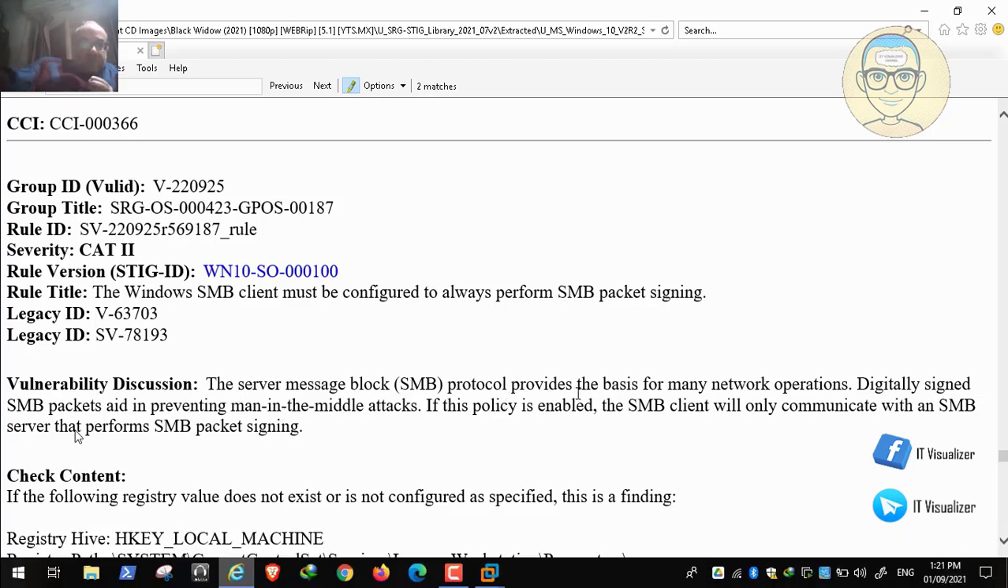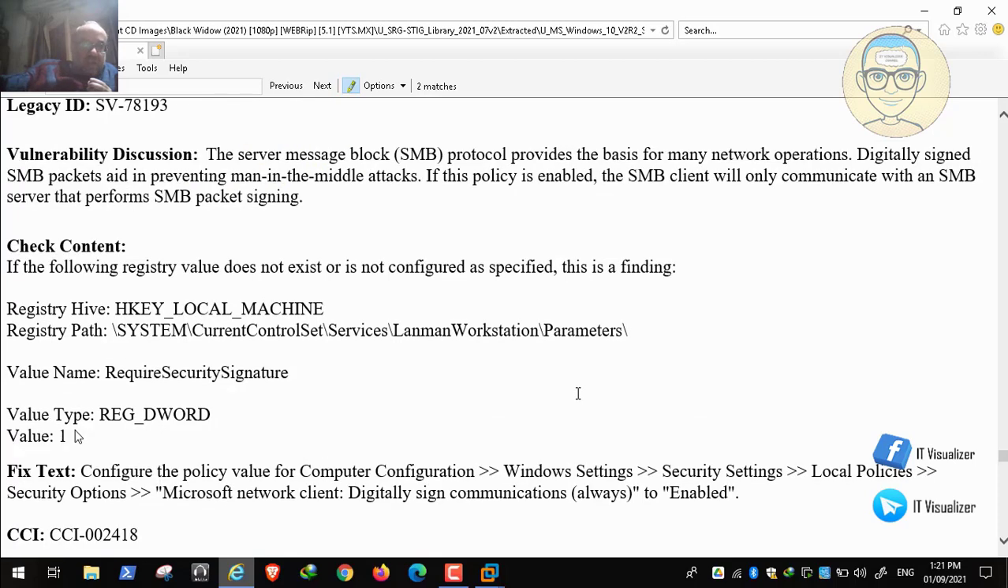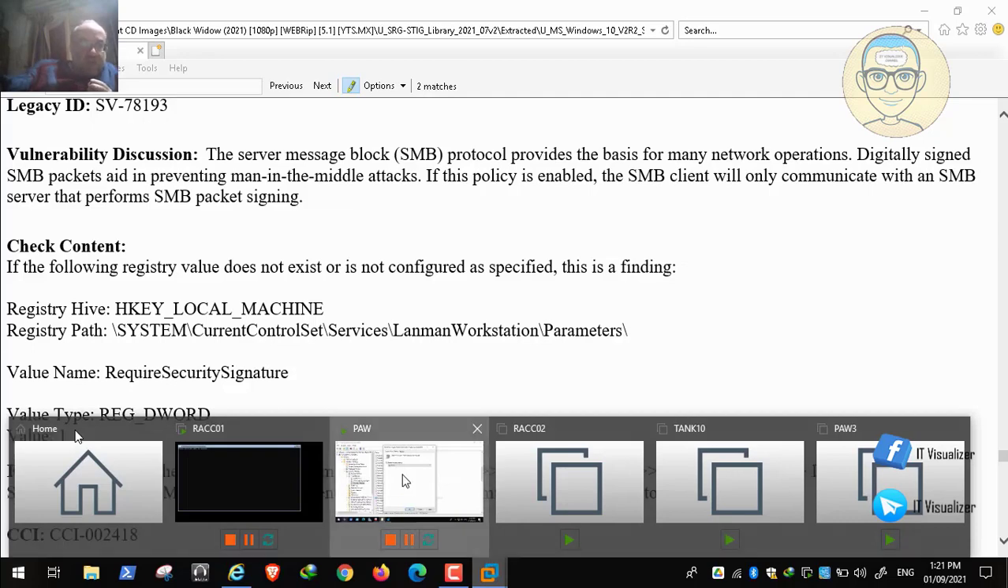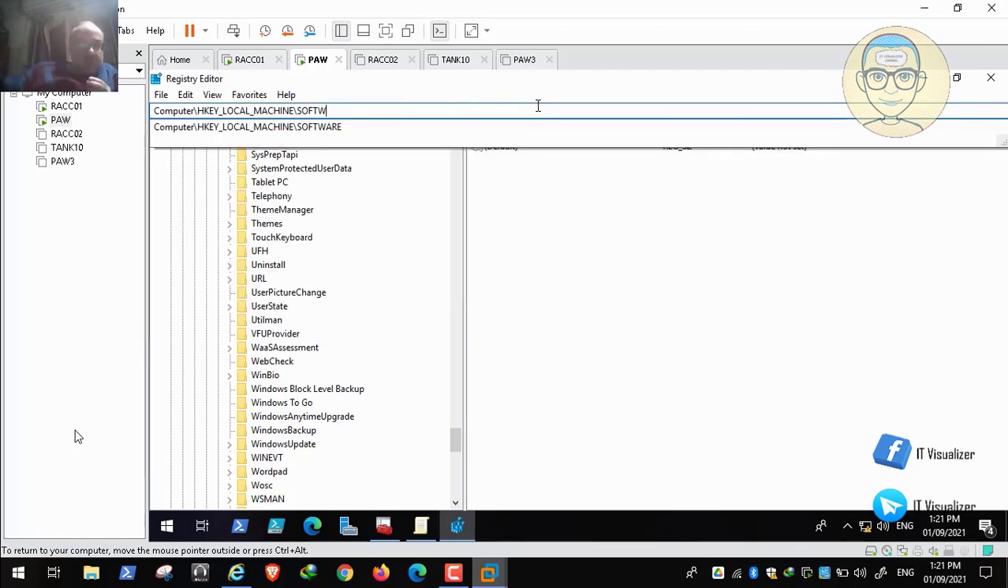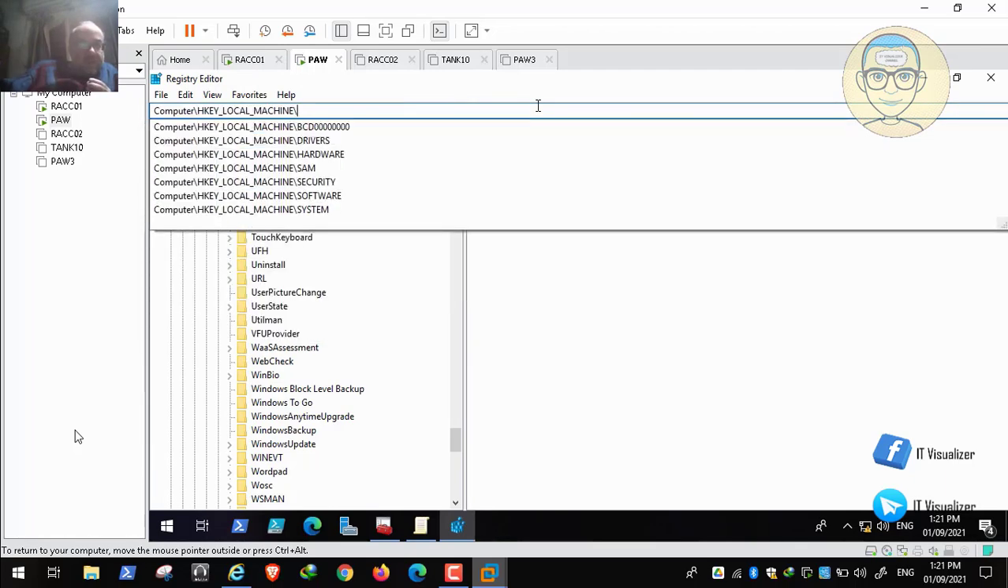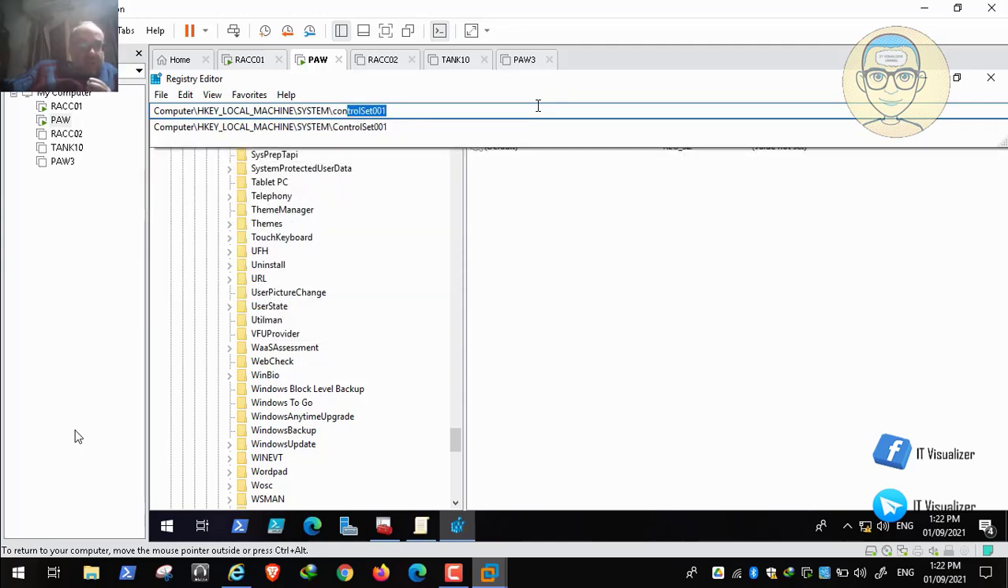Okay, so now we should see if it is already enabled through the registry. If this option is not enabled, we need to enable it using the group policy. So now we can go and check and see if we have it. Here we can see that I can navigate from the search box to the registry.